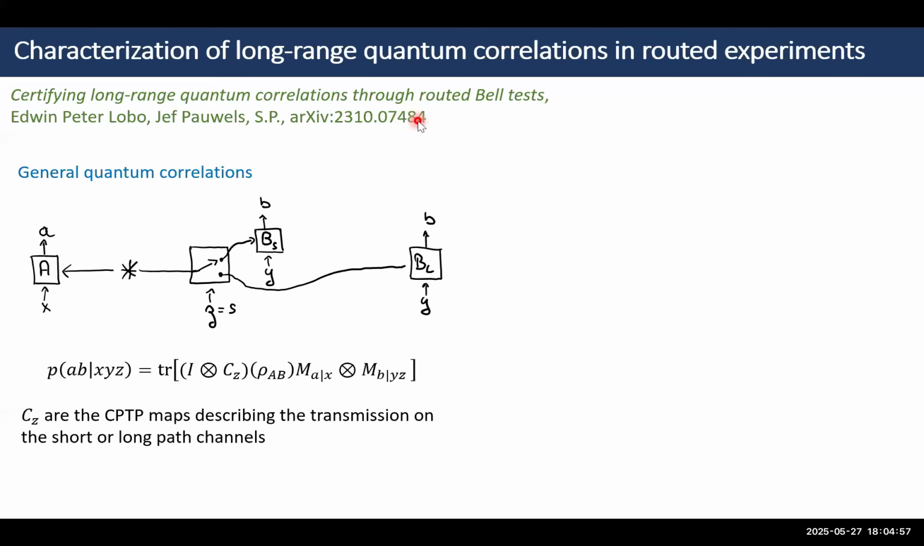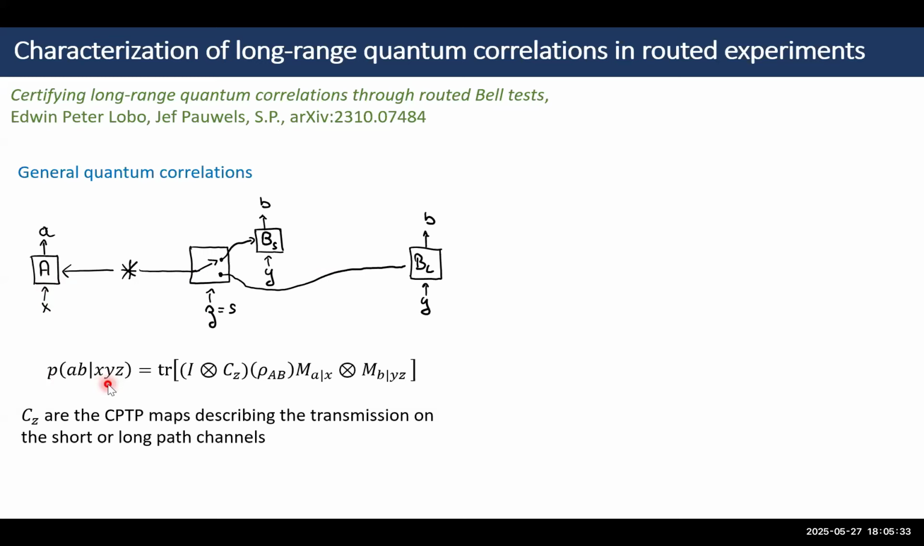Okay, so let's first just understand how we can mathematically describe this experiment without putting any kind of restriction on what the faraway device Bob can do. So, a fully general quantum model for this routed Bell experiment. As I said, we want to describe this joint probability to get outcomes A and B given inputs X and Y.